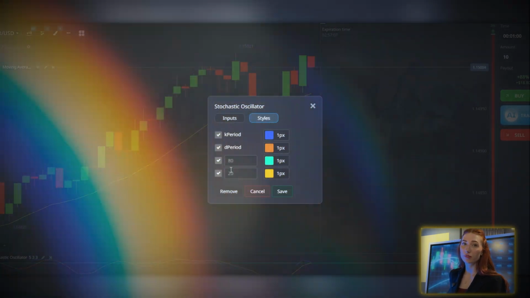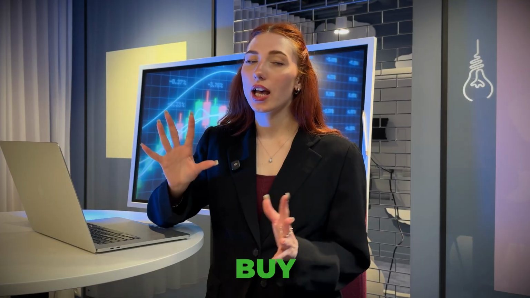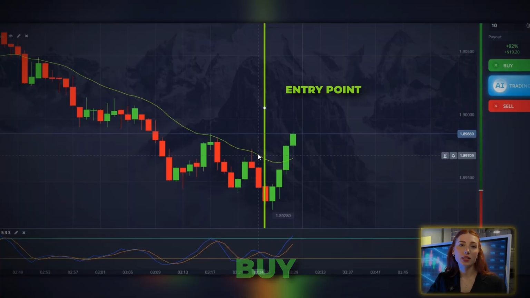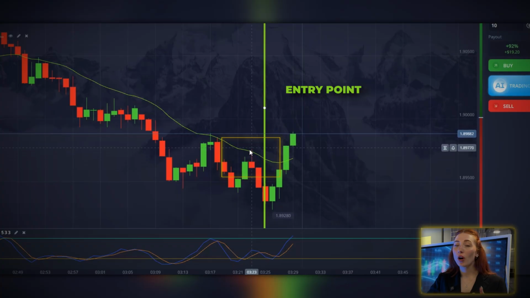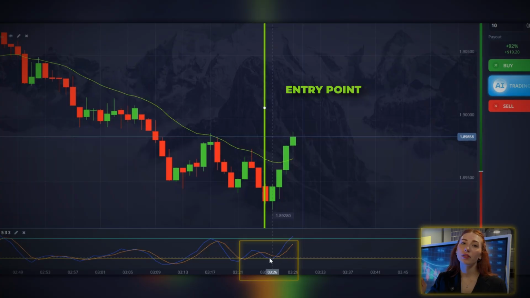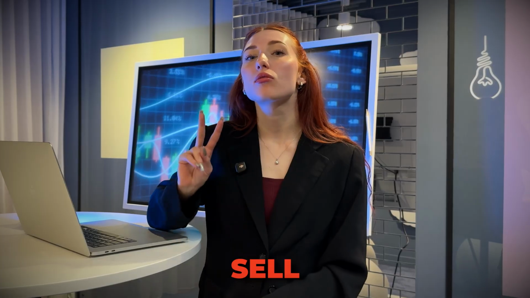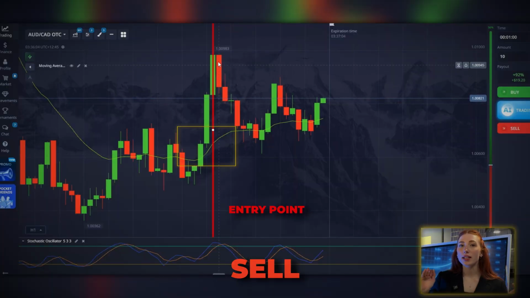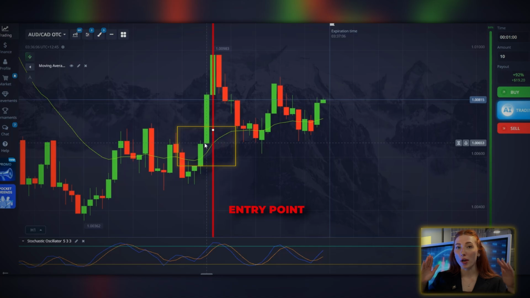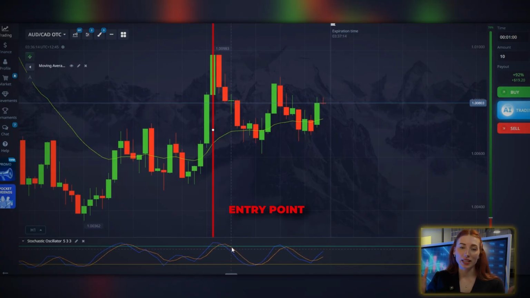This is very important. Now, let me explain how to properly enter trades with this strategy. For a call trade, you need two things happening together. First, the price must touch the MA line from below, and second, the stochastic oscillator lines must be below the level 20 and cross upward. That's your signal. For a put trade, you also need two confirmations. First, the price must touch the MA line from above and stochastic oscillator lines must be above 80 level and cross downward. That's your moment.